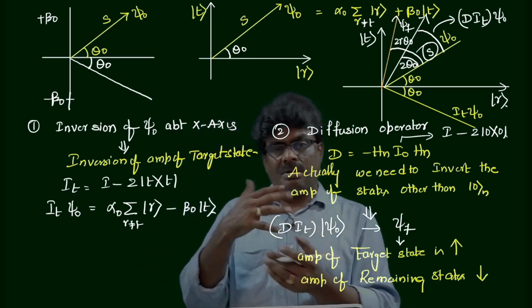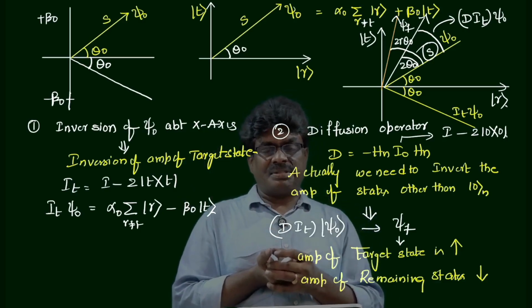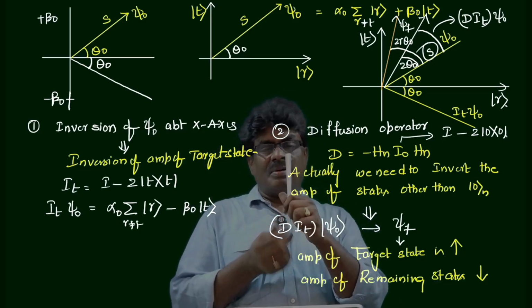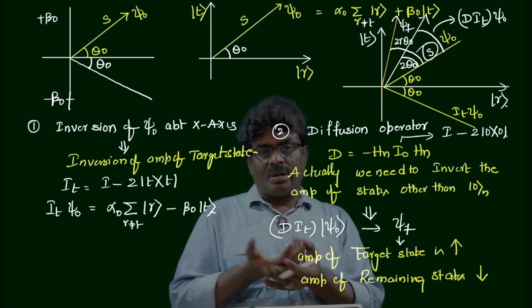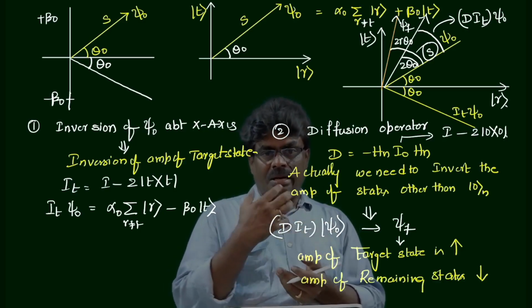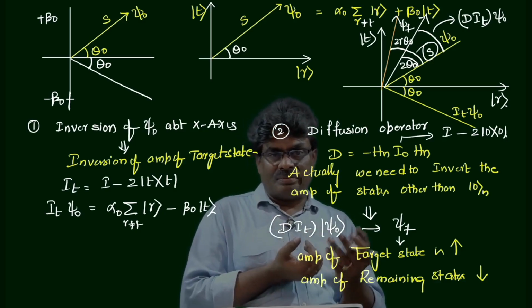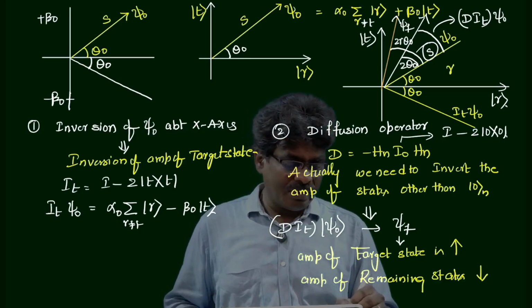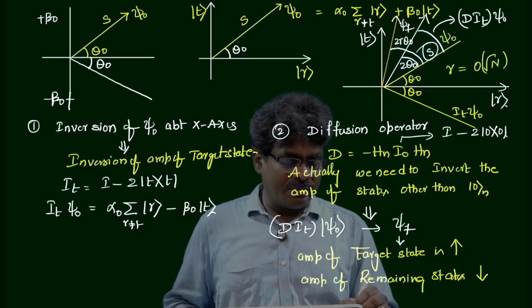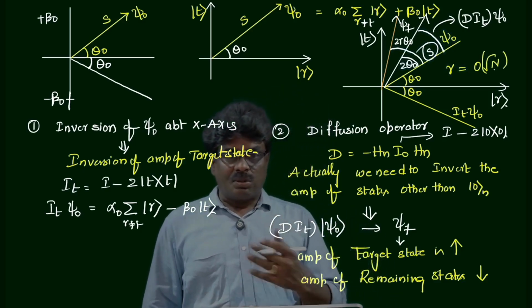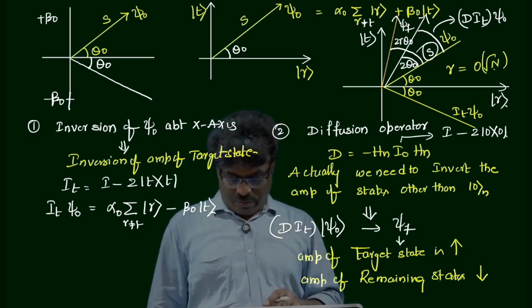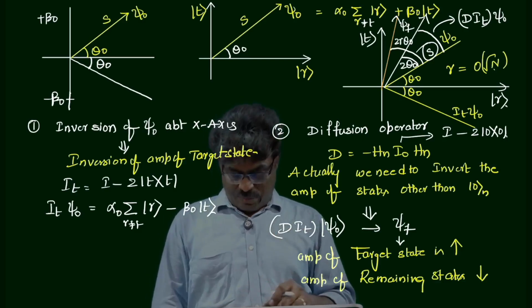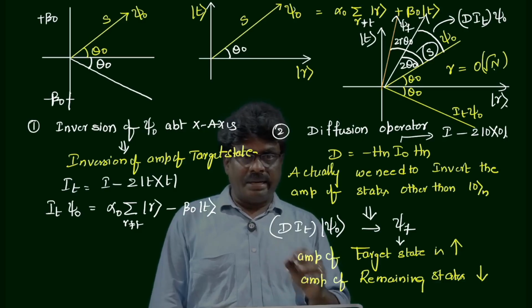keeps on decreasing. Finally, after some r number of iterations, it may coincide with the y-axis. That is what we are going to derive here, that the number of iterations should be of the order of root n. Okay, so I hope you understand what Grover's algorithm is.